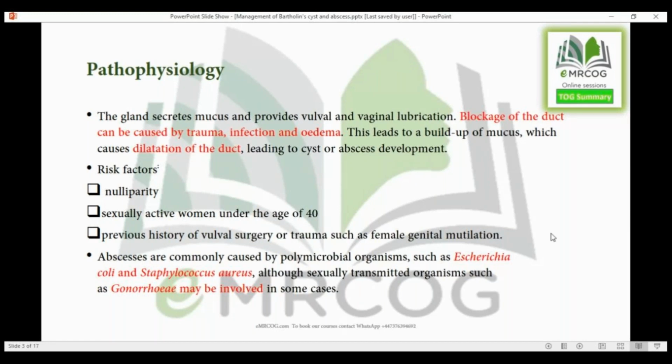The organisms responsible for this condition will be mainly E. coli and Staph aureus. Yes, sometimes gonorrhea can play a role, but it's not the commonest one. So always keep in your mind E. coli and Staph aureus. I'm talking about SBAs here, guys, even for Part One. If we have any candidates from Part One, this is mainly Part One questions.